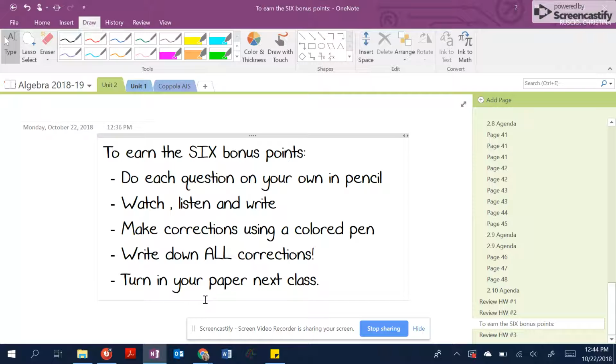And anything that's missing from your paper, you are going to do with a colored pen or colored pencil or whatever it might be to make it stand out to you. You are going to write down all corrections. We don't want to leave off any important info. And then you're going to turn your paper in next class to get all of the points. So I'm going to be checking for all of this stuff. If any of it's missing, it's all or nothing. So let's make sure that we are taking excellent notes.